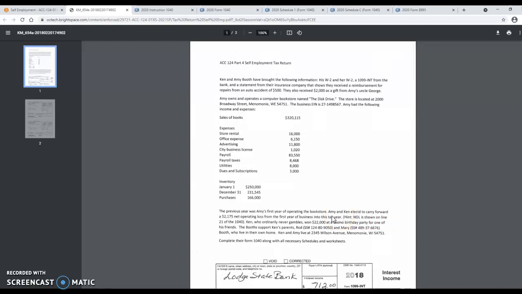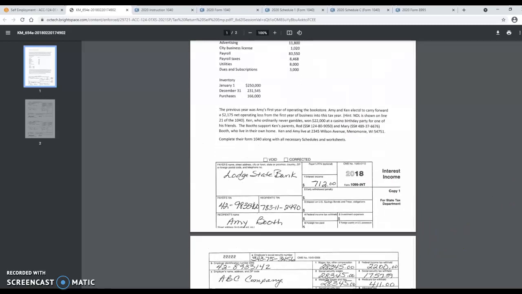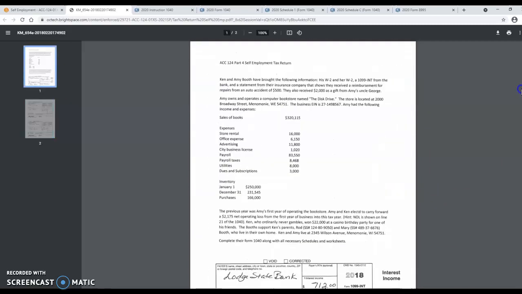We're also going to take a look and see if there's any kind of itemized deductions or anything else, and no, there's nothing about itemized deductions either. So we can go straight ahead and do this Schedule C.